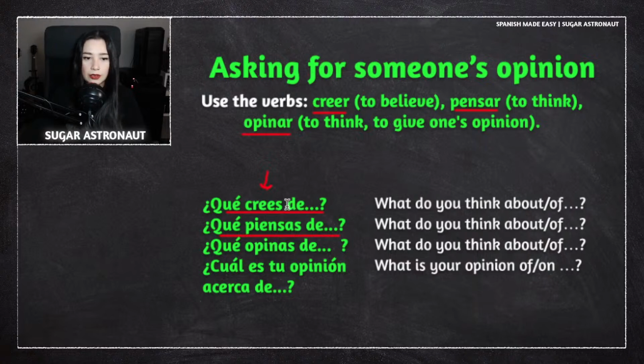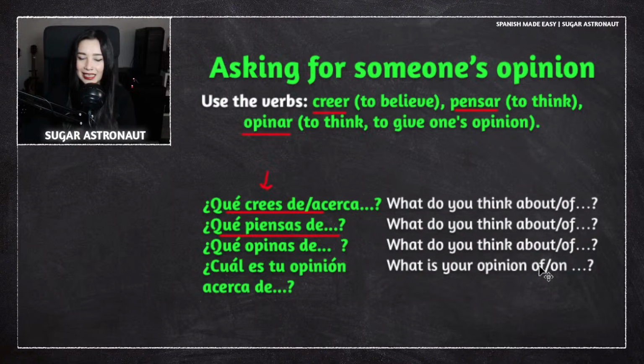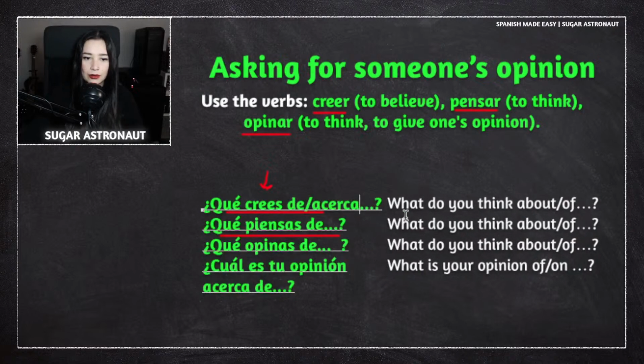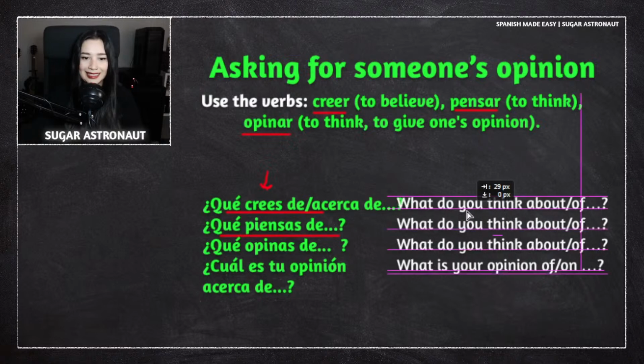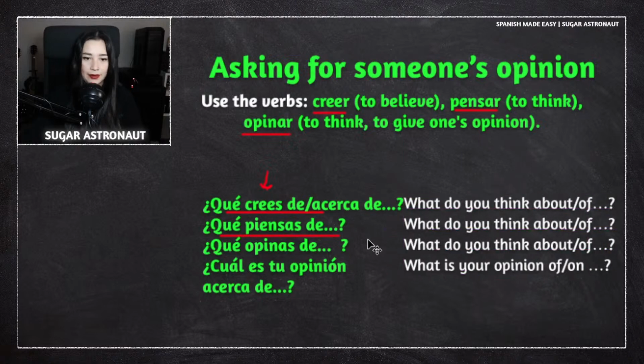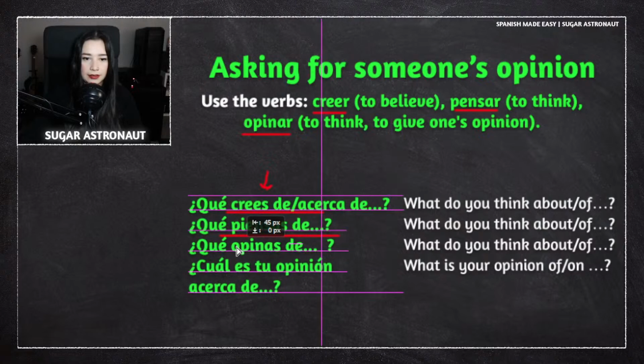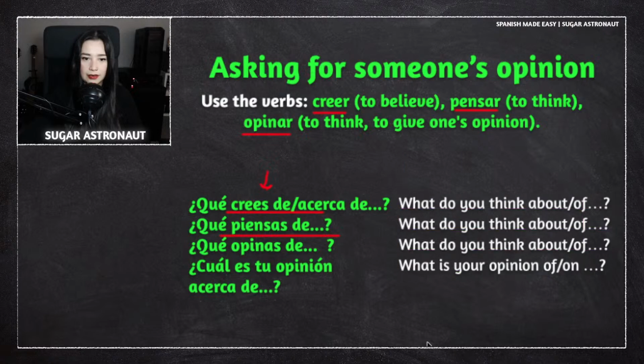Or also, it could be ¿qué crees acerca? That's very common to see. ¿Qué crees acerca? And then also add de. ¿Qué crees acerca de? I'm going to move this a little bit to the left so you can see everything better. ¿Qué crees de? Or ¿qué crees acerca de? And that means, what do you think about or of?